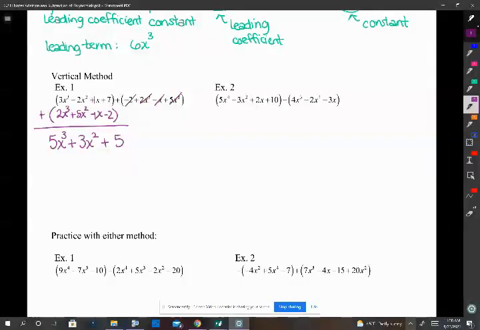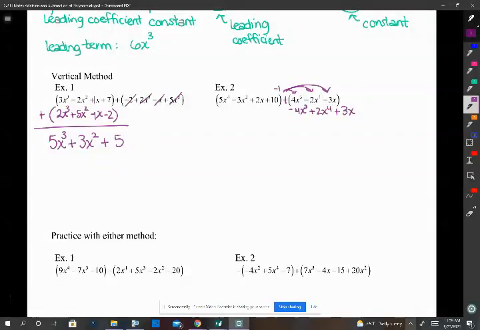When you do subtraction, it's a little bit trickier because you want to keep track of what's going on. If I'm doing subtraction, I like to distribute that -1 to everything. So when I do that, this becomes -4x to the third, this becomes positive 2x to the fourth, and that becomes positive 3x, because I'm giving that -1 to everything.